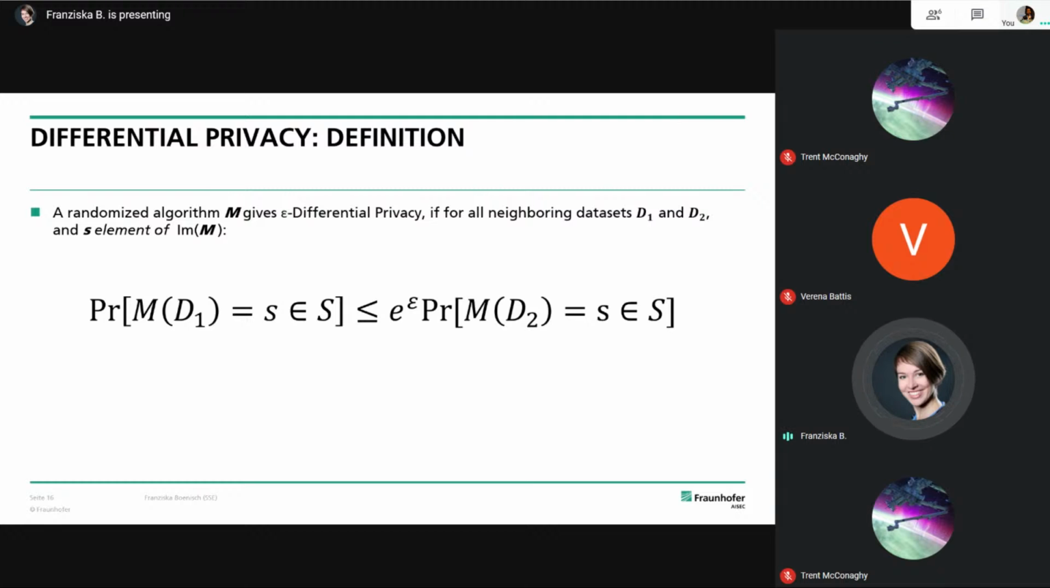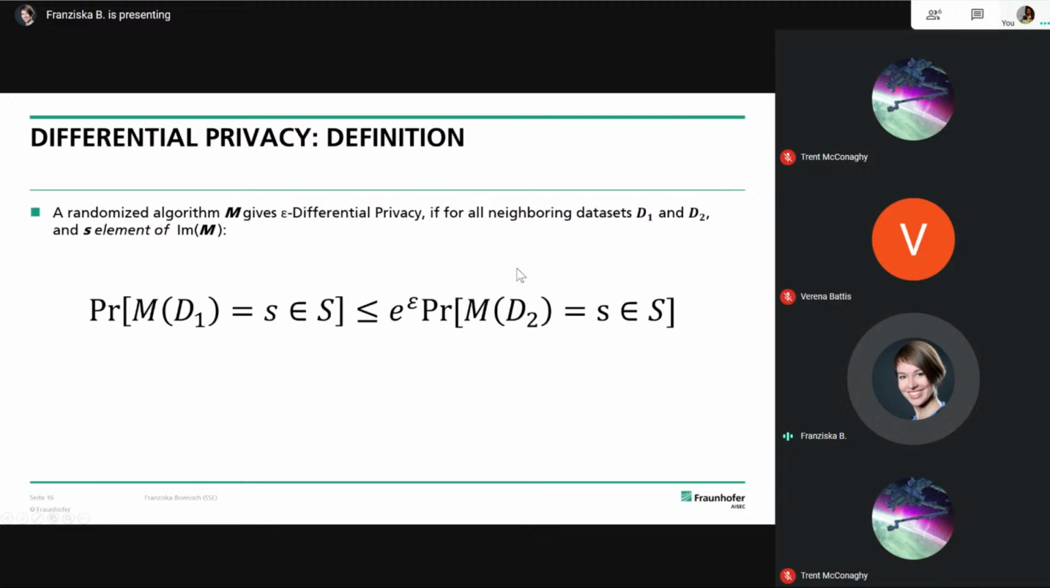What one can do in order to see whether the protection value offered by epsilon is good enough is to run some of the attacks described by Verena and see how and to what degree they are successful. And if they're not successful anymore, you see that probably your privacy level is enough for the moment.